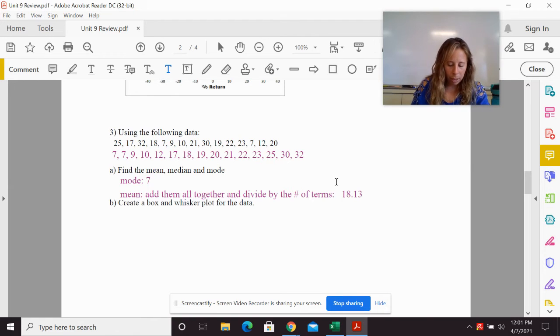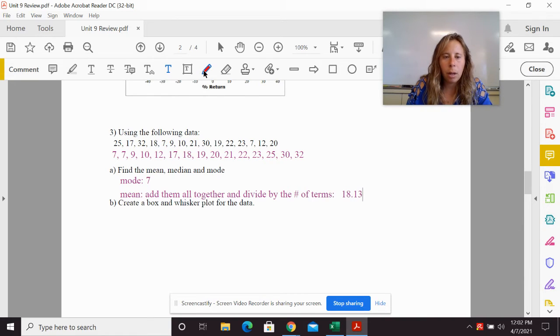Okay. And then we'll do the median, which you will need for your box and whisker anyway. I'm double checking. 19, 21, 22, 23, 25, and 30, and 32. Perfect. Okay, cool. So then my median. To find the median, you just start by crossing off the lowest and the highest, and you just keep doing that until you get to the one in the middle.